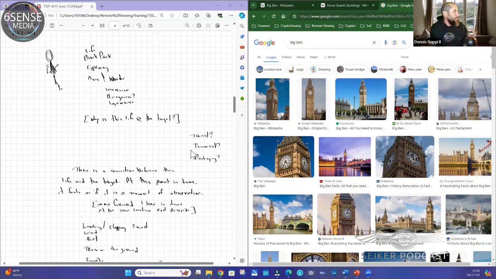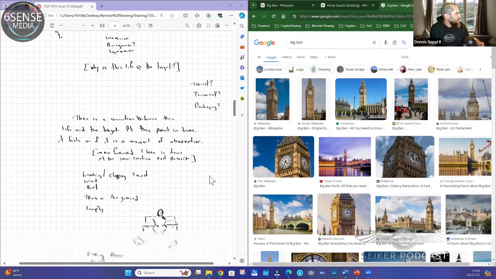And I was playing on this sound of tourist, terrorist, packaging. There's a connection between this life and the target. At this point in time, it feels as if it is a movement of observation, or a moment of observation. So that's the connection. The life's at the target. They're having a moment of observation. They are observing it. If you're a tourist in London, you're looking up at the tower, you're going to have that. That's what you're doing. You're observing, you're taking it in.